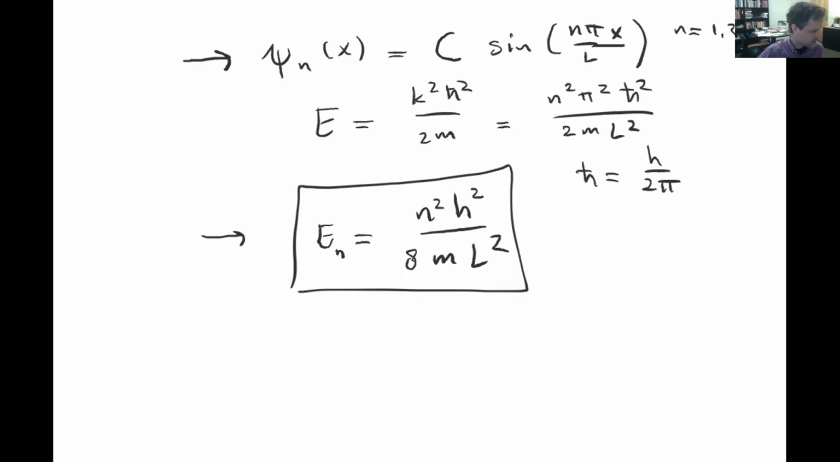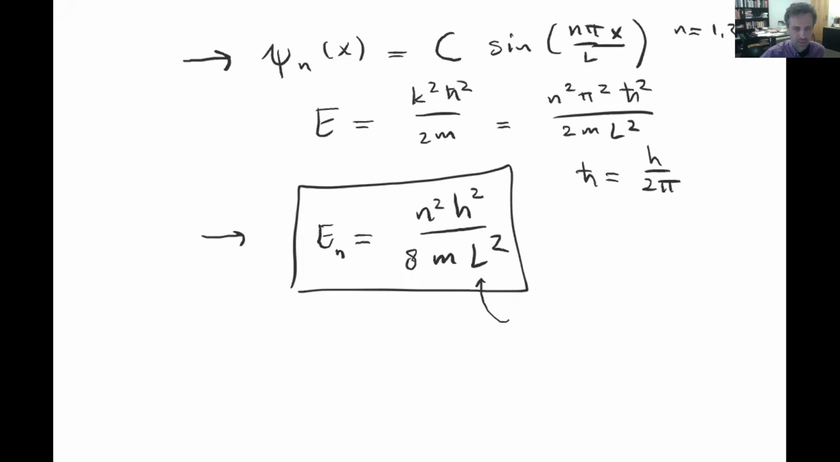The other thing that I noticed is if I look at the energy and I look at some numbers here, I see that L is in there and it's in the denominator. That means if L becomes longer, the energy E_n becomes lower.